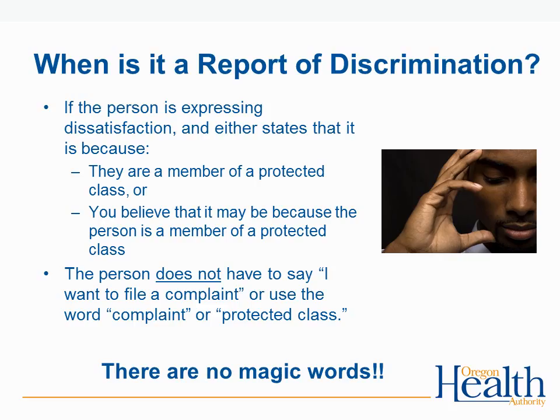It can be difficult to know when someone is reporting discrimination. It is important to note that there are no magic words. If the person is expressing dissatisfaction and either states that it is because they are a member of a protected class, or you believe that it may be because they are a member of a protected class, you may want to forward the individual's concern to OHA's Office of Equity and Inclusion to make an assessment.